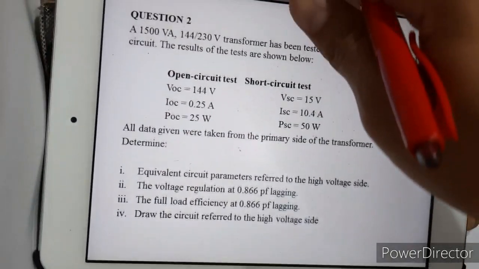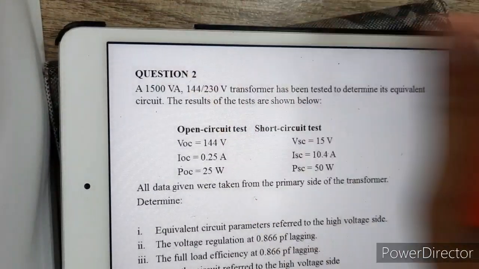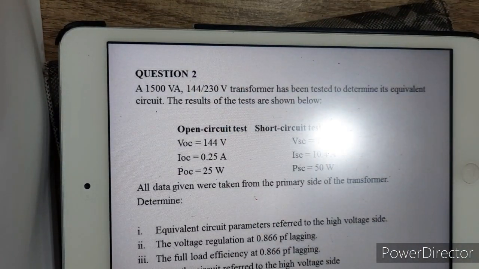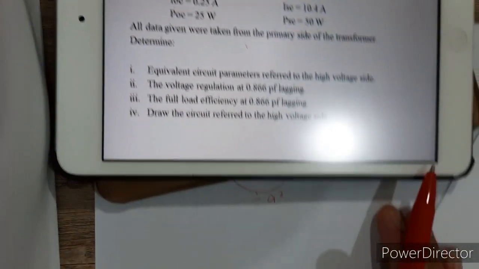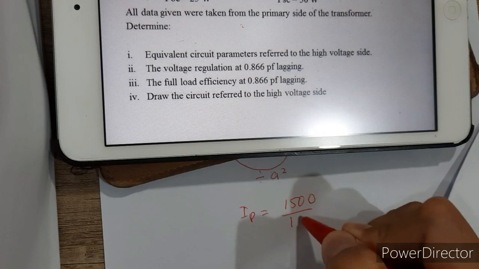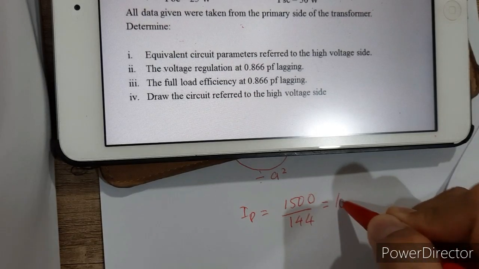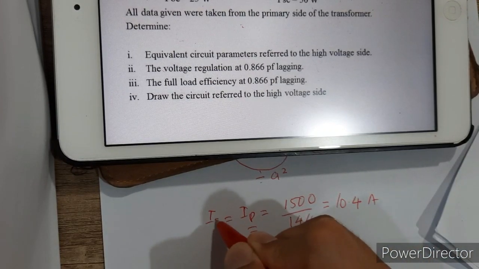Okay, so this one you have to calculate. The short circuit current is 0.4. Firstly, you have to determine the value of IS and IP. IP is S divided by VP. So when I calculate the IP, S is 1500 divided by 144. So the answer is 10.4 ampere. So IP is equal to I short circuit.